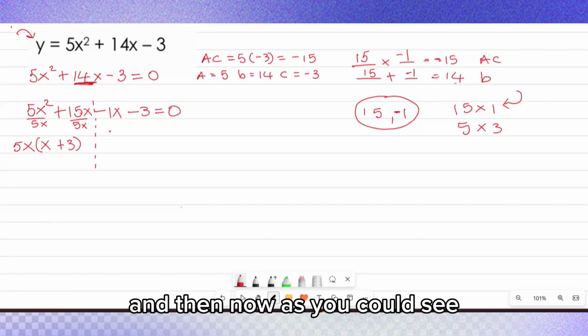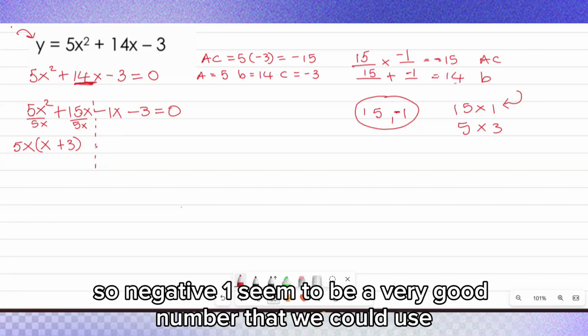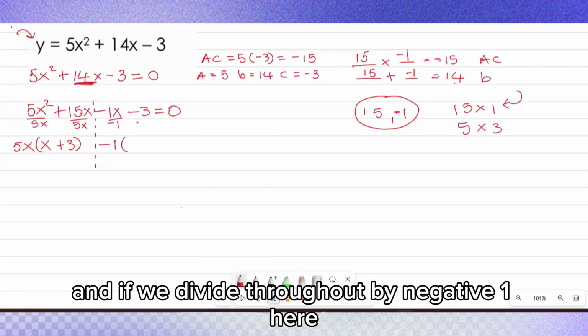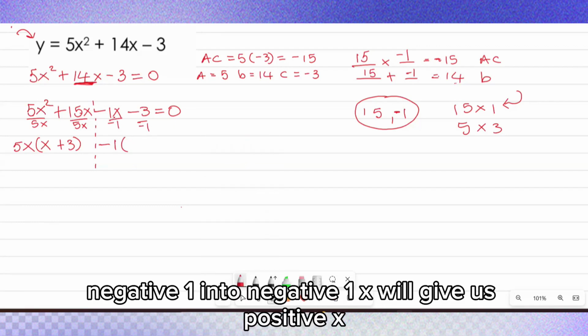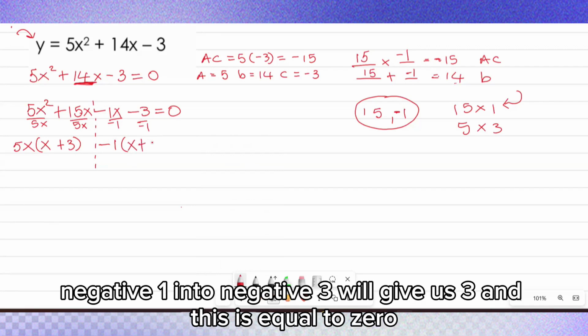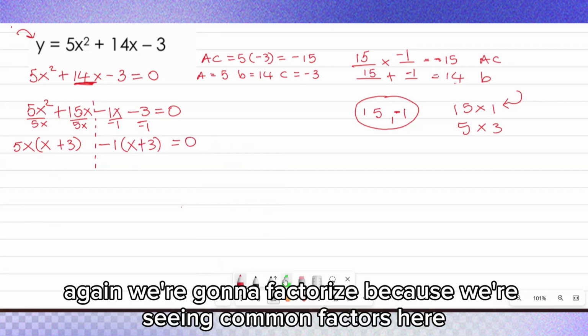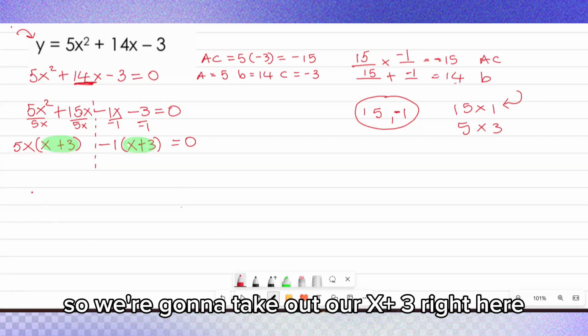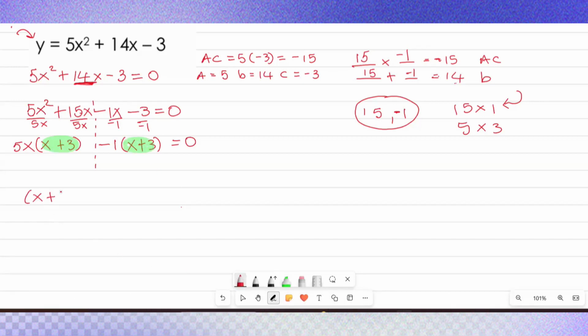Now, as you could see, we almost have the same thing. So -1 seems to be a very good number that we could use. So we're going to be using our -1 here. If we divide throughout by -1 here, -1 into -1x will give us +x, and -1 into -3 will give us 3. And this is equal to 0. Again, we're going to factorize because we're seeing common factors here now. Our common factor is x plus 3. So we're going to take out our x plus 3 right here.